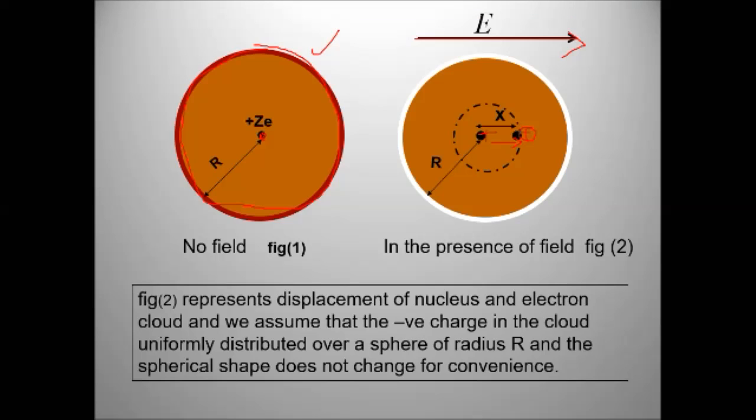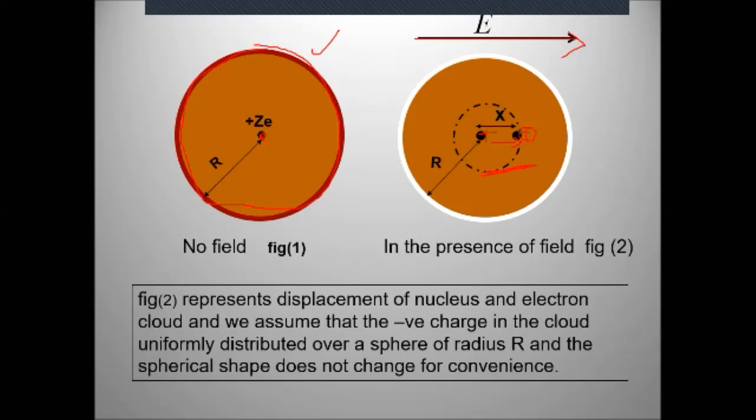when an external electric field is applied. When the external electric field is applied, the positive ion core moves from its original position to somewhere. Are you clearly understood? This is called polarization. This polarization is nothing but electronic polarization. This is called electronic polarization.